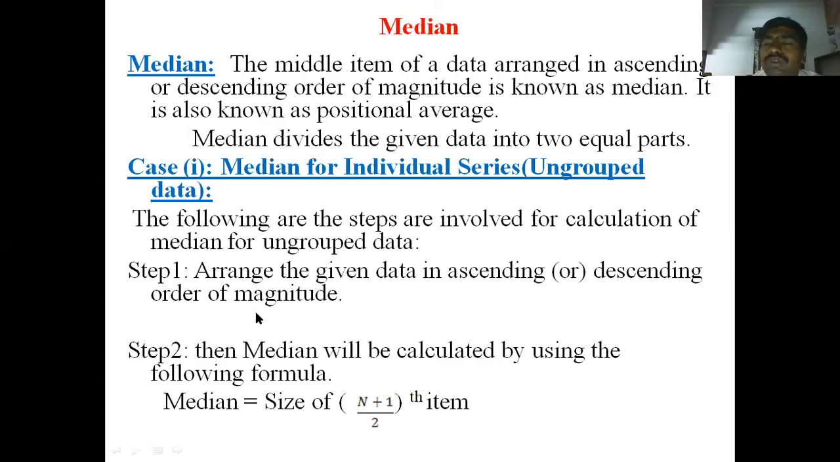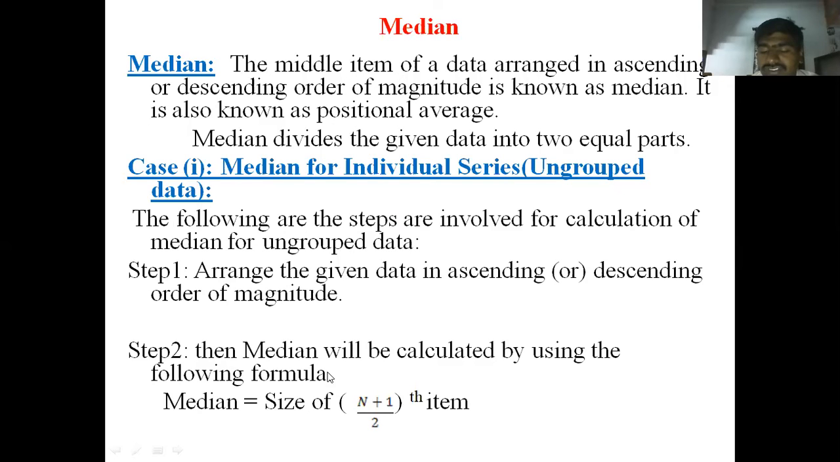Let us see how to calculate median for an individual series. The following steps are involved in the calculation of median of ungrouped data. Step 1, as already told, arrange the data in ascending or descending order of magnitude. After arranging, we find the median using the formula: median is equal to size of (n plus 1) by 2 th item. What is n? n is nothing but the number of observations or number of items.